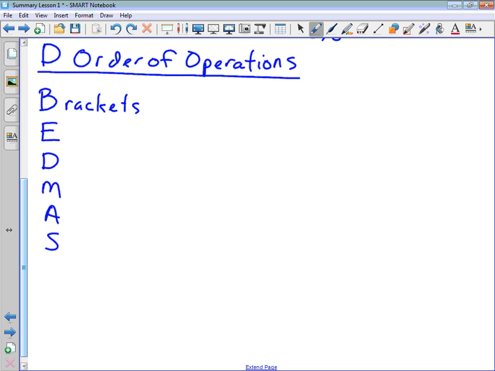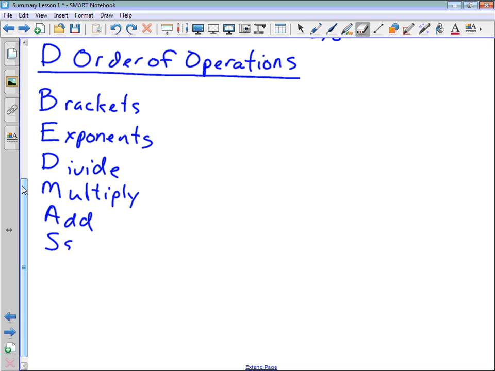brackets, exponents, divide, multiply, add, and then subtract. So there's our rule. And then we could throw in an example, 4 minus 2 cubed plus 6 divided by 3.